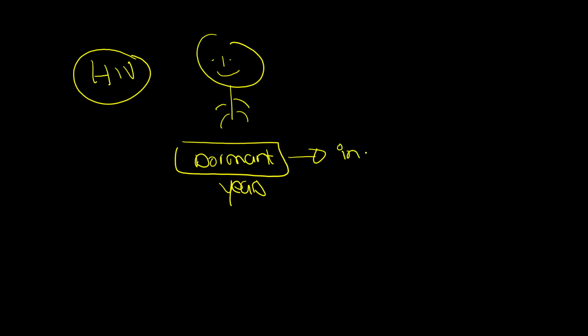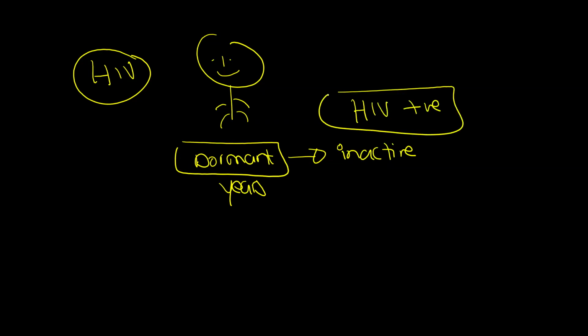Dormant means it is inactive. It means that you do have the virus and you are HIV positive. You are described now as being HIV positive, but the virus is inactive. In other words, you look healthy. You do not show any signs and symptoms of the disease, and you are going on with your life normally.